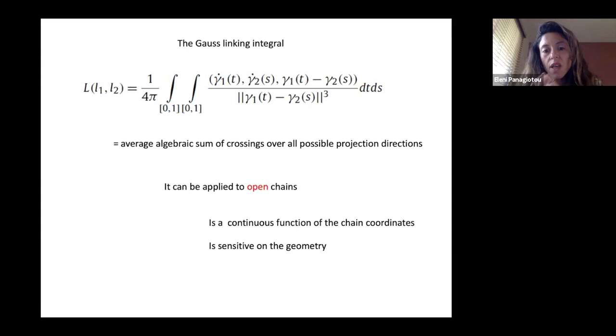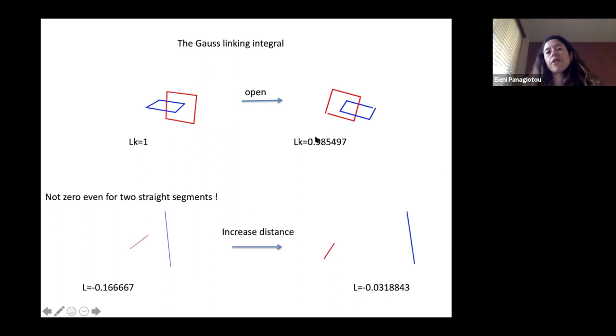Now, this open curve I will also call a chain, as in polymer chain. We're talking about polygonal curves in space. So when this open chain moves, this number will change as well, but it is a continuous function of the chain coordinates. Here is, for example, two open curves, and intuitively we would say that they are linked once. You see the linking number is a number close to one. If they were actually closed, it would be an integer equal to one. So this number is a real number now, it can take non-integer values, but it agrees with our intuition of what is linked or not in general.